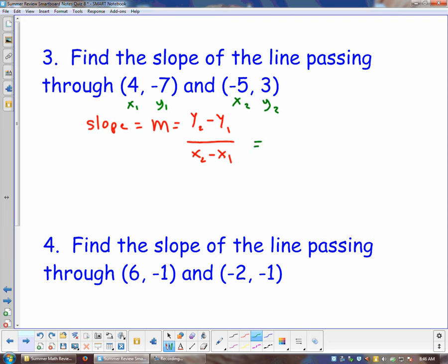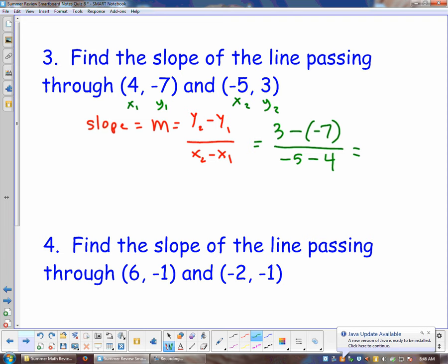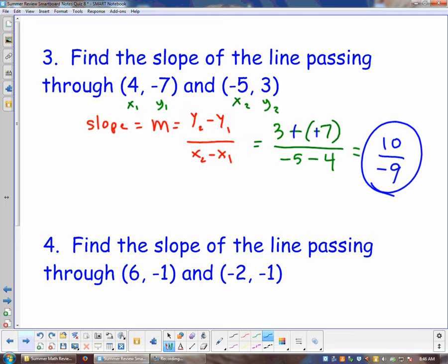doing 3 minus a -7 over 5 minus 4. All right, that's the difference in our y's over difference in our x's. And so at this point, you know that minus a negative is plus a positive. So we get 10 over -9. So our slope is -10/9.